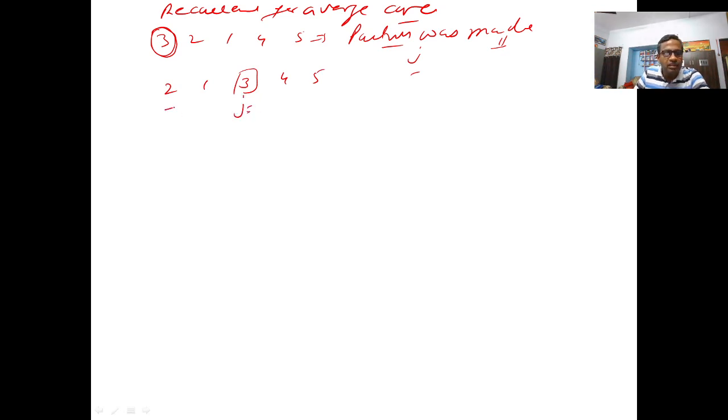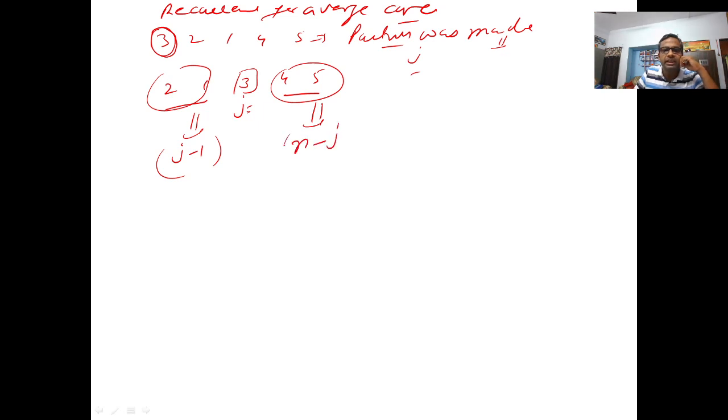So two lists will further be made, one is the left one, the other one is the right one. Now how many elements are expected to be there in the left list? It is equal to j minus 1 elements. And how many elements are there in the right list? It is equal to n minus j, as n is equal to 5 in this case. So with j equal to 3, your left list will contain 3 minus 1 is equal to 2 elements, and your right list will contain 5 minus 3 is equal to 2 elements.